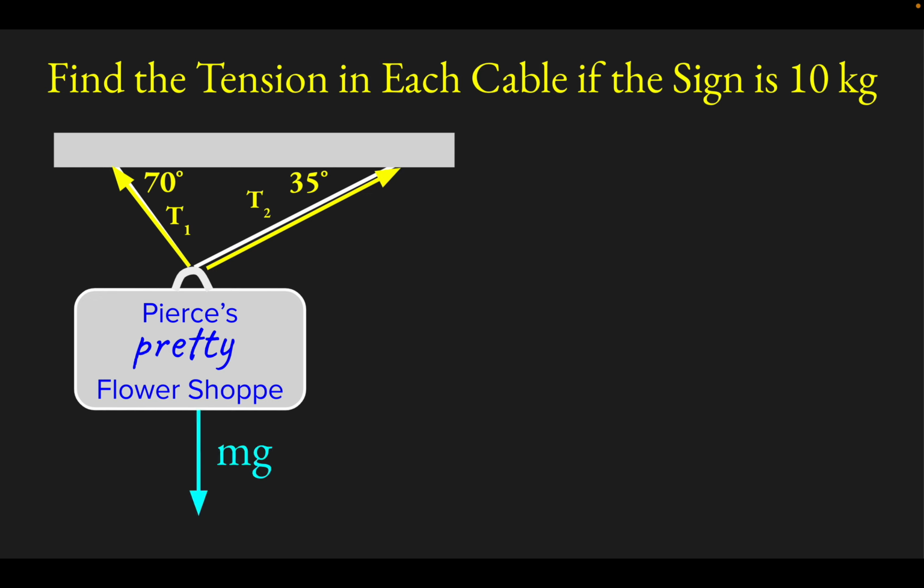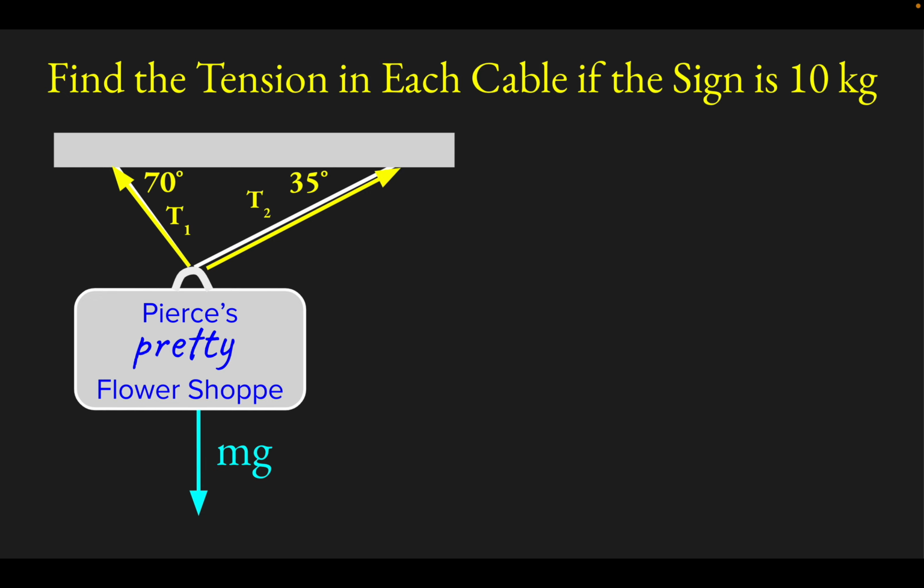The weight you can always calculate from multiplying the mass times acceleration due to gravity, which we're going to use as 10, as is done on things like AP exams. So g will be 10, and the mass of the sign happens to be 10 as well.